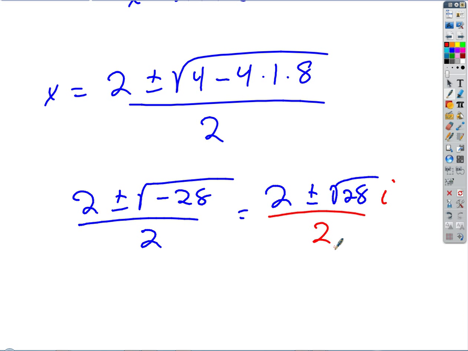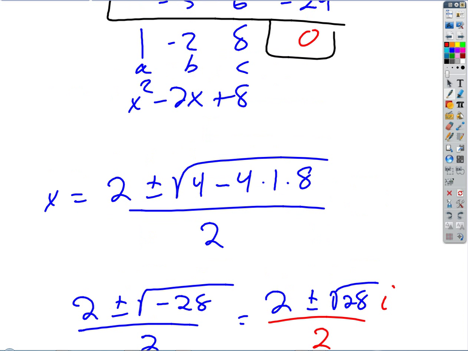Okay, makes sense? So even though those are imaginary, it was just served right up to us because all we had to do is plug those numbers into the quadratic formula. You got the idea? Yeah.